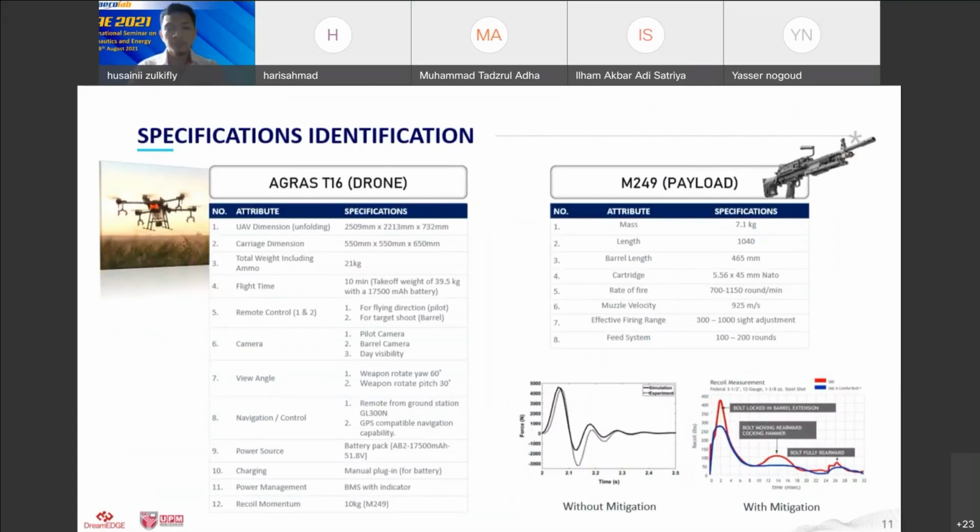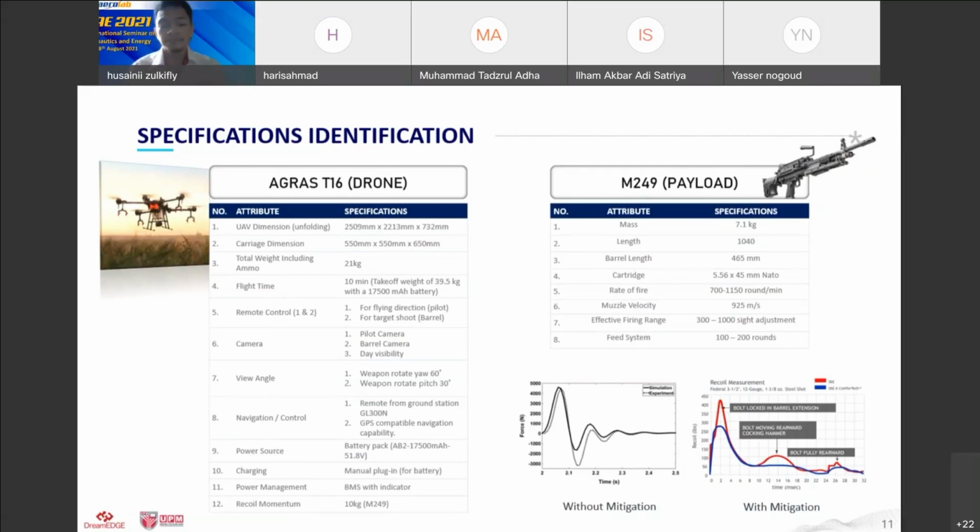So this is the identification that we must understand, for the drone and also for the payload. We put aside the drone first, and we focus more on the payload, because there is a variety of drones that can be used later on, as long as the performance is up to the limit. And as for the payload, there are many criteria that we have to include. For example, the mass and the length, which will affect the CG, and also the cartridge, the rate of fire, and many more.